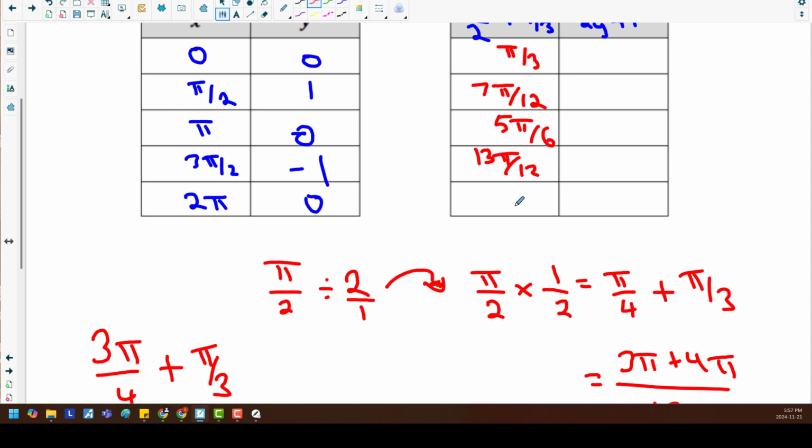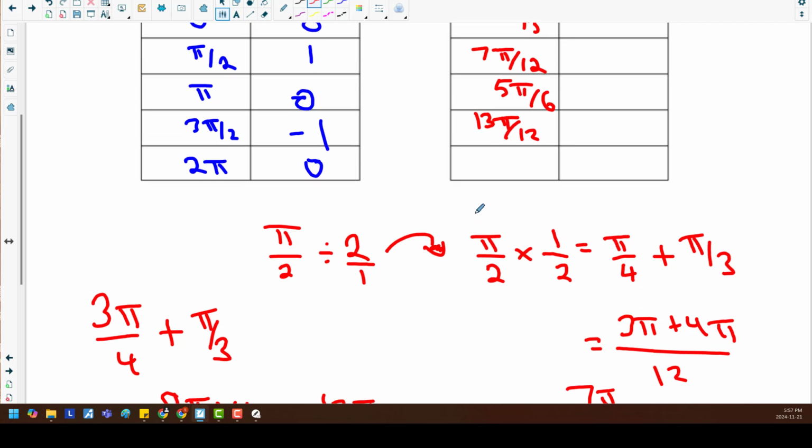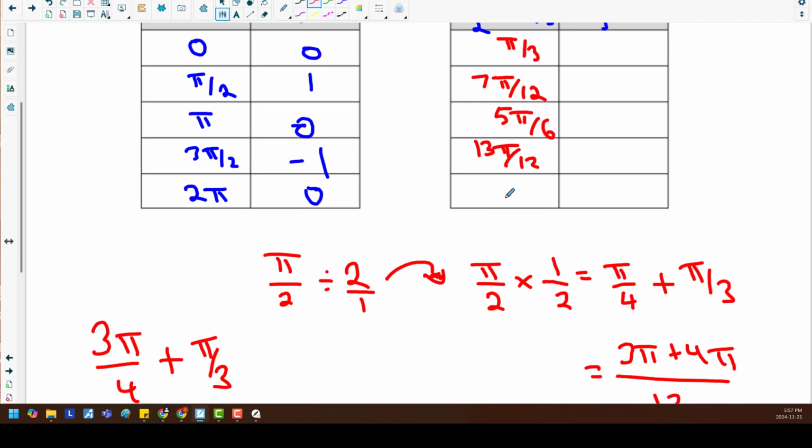And our 2 pi, which is 360. So 2 pi over 2, the 2's cancel, it's just pi plus pi over 3. That's obviously 4 pi over 3.